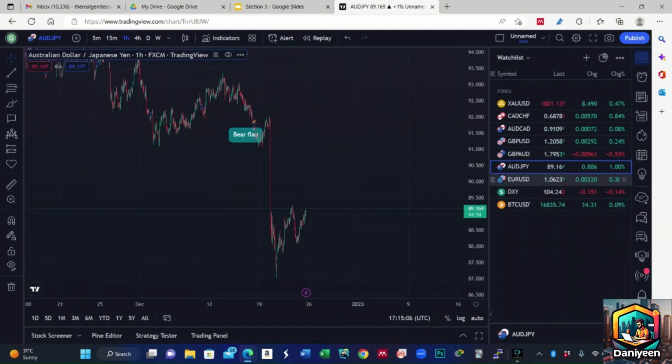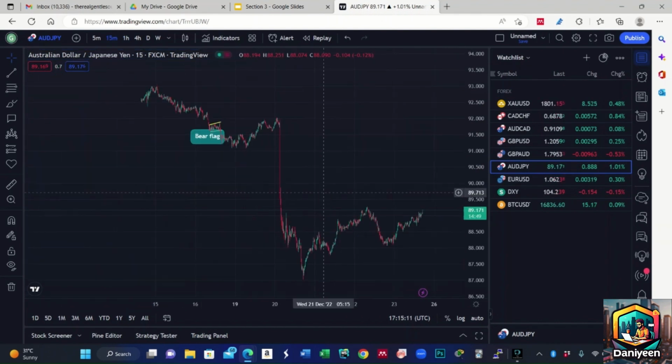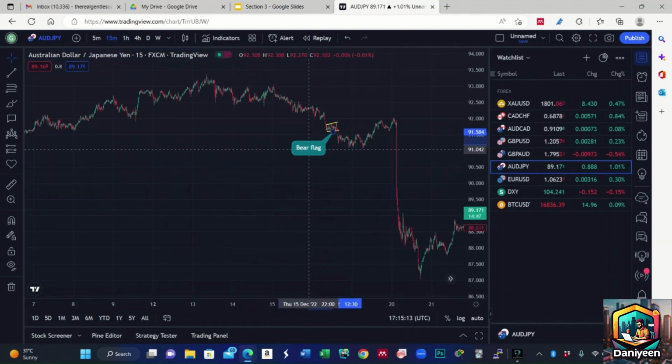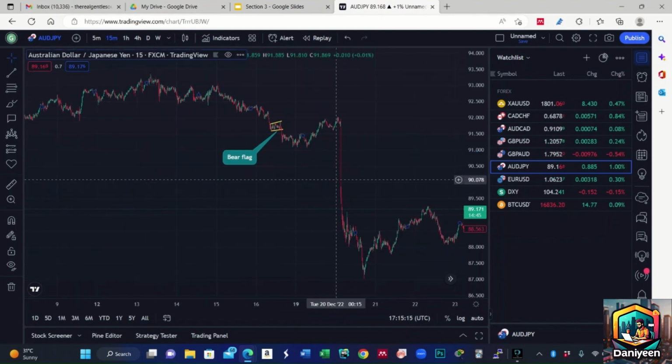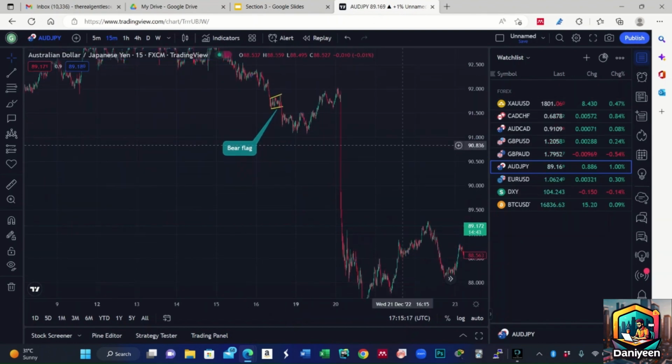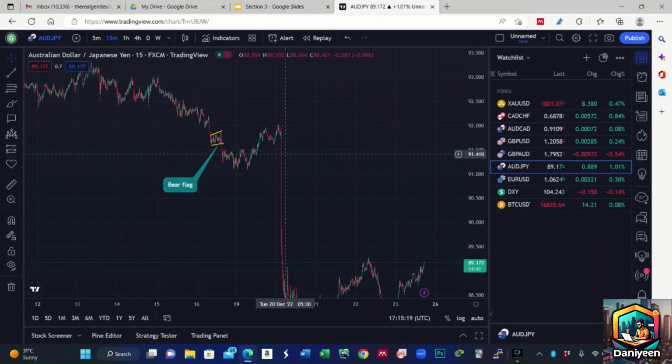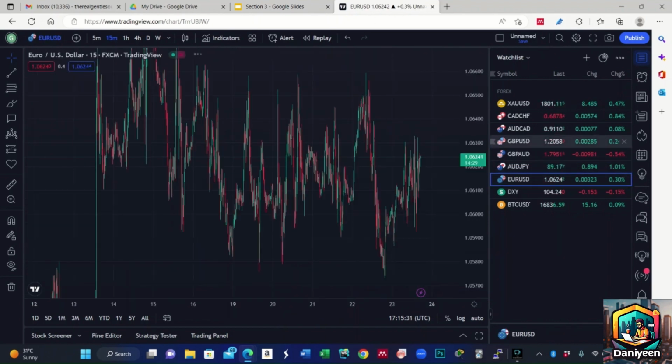Let's go to the next example, which is a bear flag. Just like the opposite of a bull flag, the bear flag is used to catch an entry in a bearish market. So this is what a bear flag looks like. So you can set your entry for you to catch the impulse downward. Then let's go to the next one.